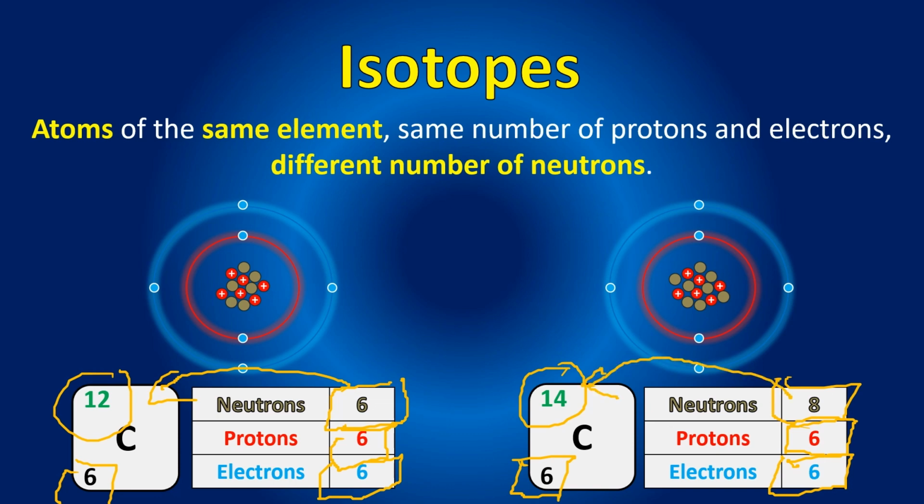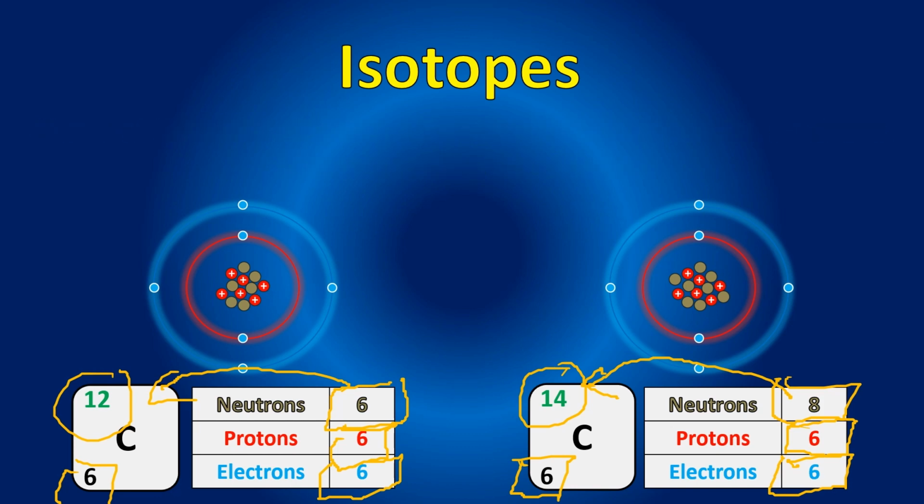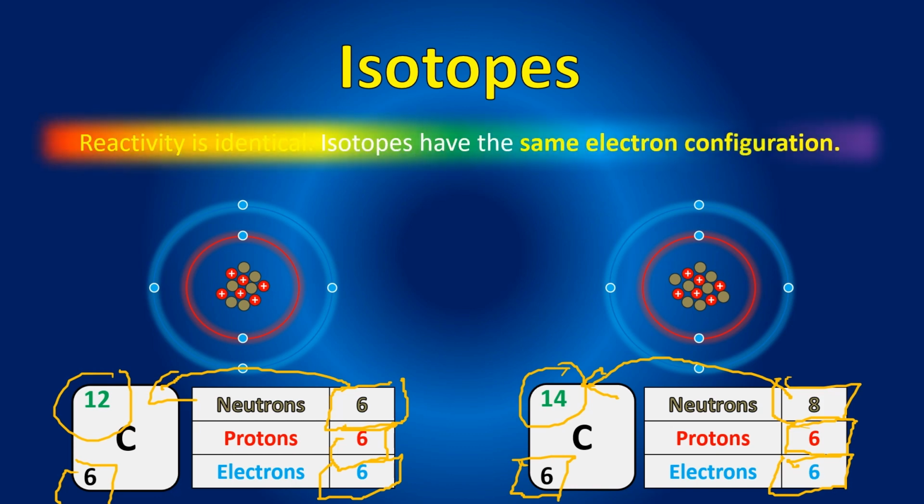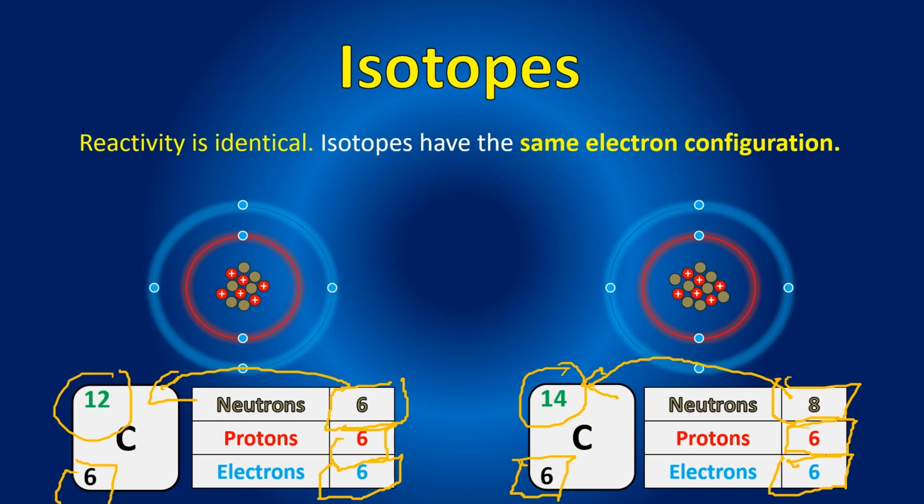One of the questions they may ask you is about the chemistry, and when they talk about the chemistry, they're talking about reactivity and what reactions they get on with, and basically reactivity is identical. Why? Because they've got the same electron configuration, and that's all you need to put.